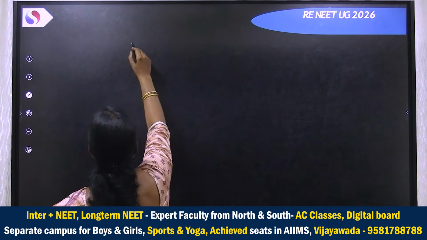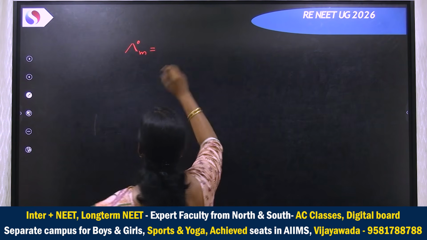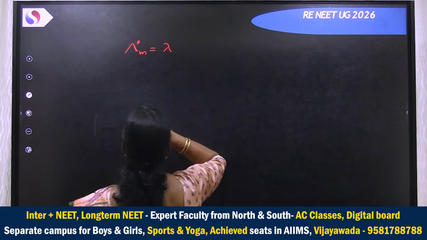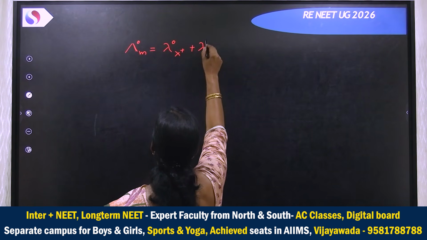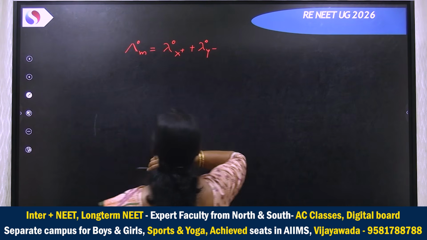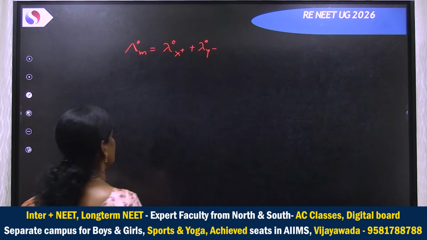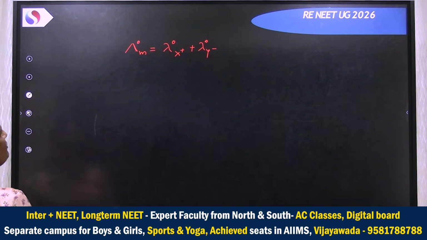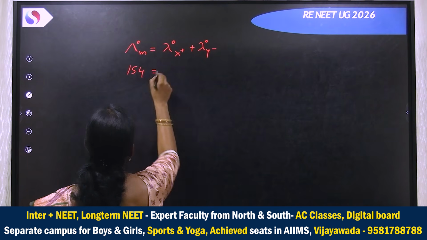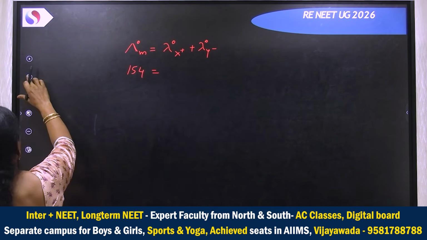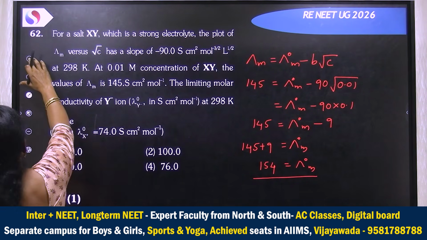Kohlrausch's law: lambda naught m equals lambda naught of X plus plus lambda naught of Y minus. I already calculated the value of lambda naught m, which is equal to 154. And the value of lambda naught of the cation is given as 74.